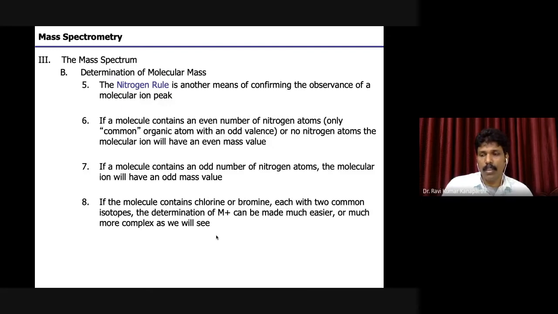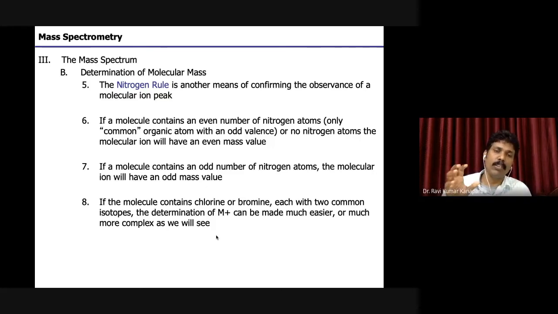Suppose you have a molecule with an odd number of nitrogens, then its molecular mass will be an odd number. If there is an even number of nitrogens, or no nitrogens, then you will see an even molecular mass. So odd and even molecular mass are related to the number of nitrogens present.